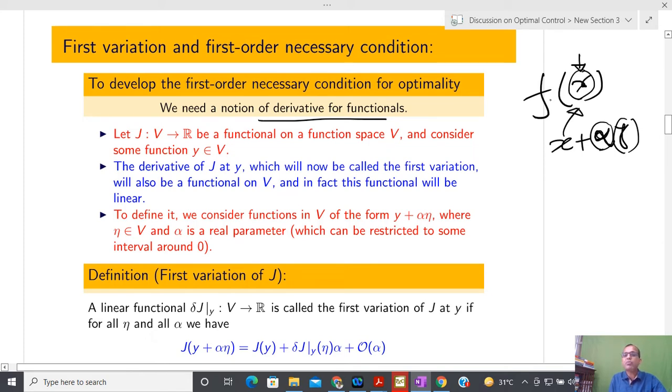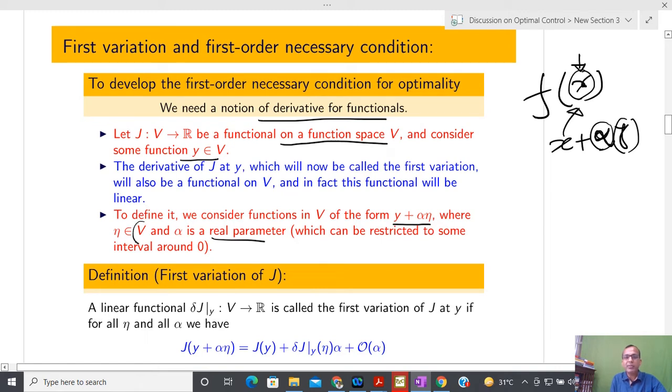But now I have to talk about the derivative of a functional. So some extra element is involved now. So J maps from V to R, a functional on a function space. Now the space is a function space because we are talking about functionals, that is, a function of functions, and consider some function y. Now whenever we are talking about the first variation, again we have to take some kind of increment. Again I am going to follow the same route. Alpha is some kind of real parameter, and eta I am going to take as any element from V.